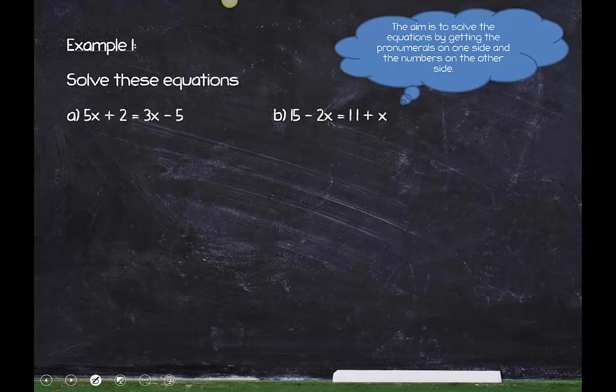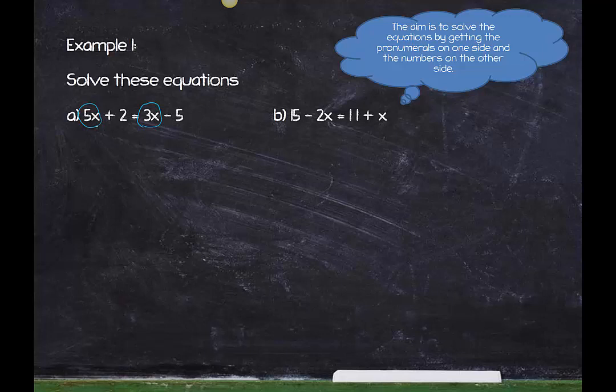Okay, solve these equations. The aim of this is to get the x's on one side and the pronumerals on one side and the numbers on the other. We can do this by either bringing them across or taking them away. We'll do it with the same method I've used with the fractions, just to make it easier. We're going to deal with the 5x's and the 3x's first, so the like terms.